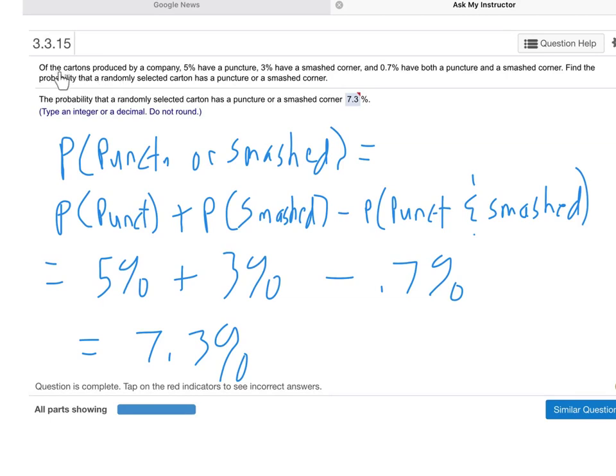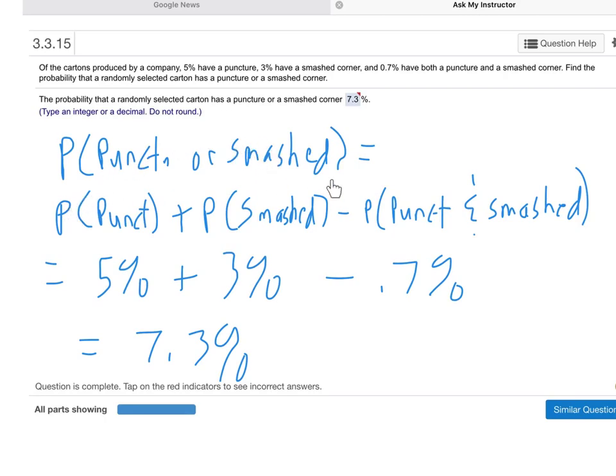Your question is: of the cartons produced by a company, 5% have punctures, 3% have smashed corners, and 0.7% have both a puncture and a smashed corner. Find the probability that a randomly selected carton has a puncture or a smashed corner. So we want the probability that it's been punctured or has a smashed corner.